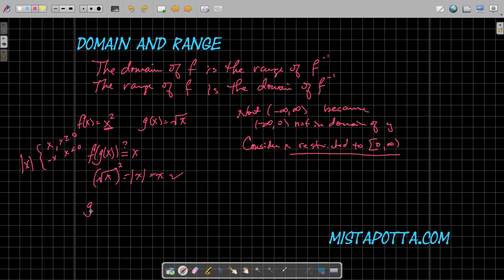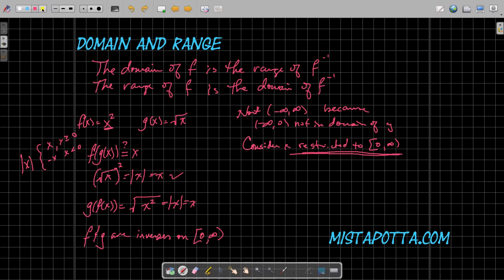We also need to check g of f of x. Well, that's going to be the square root of the quantity x squared. But keep in mind that square roots and squares, that's going to give me the absolute value of x as well. But again, for the very same reason that we have a restricted domain that is just x. So we can say that f and g are inverses on the domain from 0, including 0, to infinity.